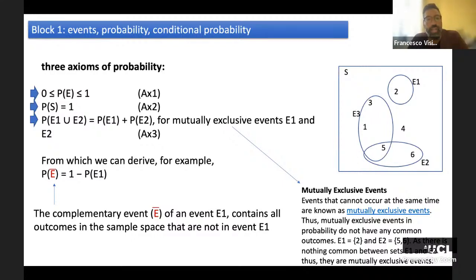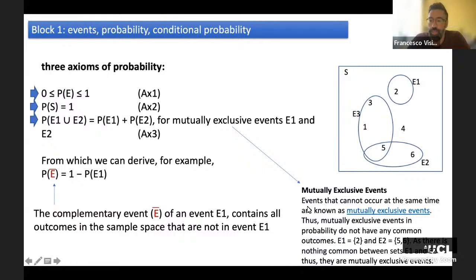After this, we have three axioms in probability theory, and these are at the basis of our calculations. The first one is that the probability of an event is a number between 0 and 1, where 0 is the null event and 1 is the certain event. The second is that the probability of the certain event, so of sampling something in the space of the events, is equal to 1. And the third axiom is that the probability of event 1 or event 2 is the sum of the two probabilities for mutually exclusive events.